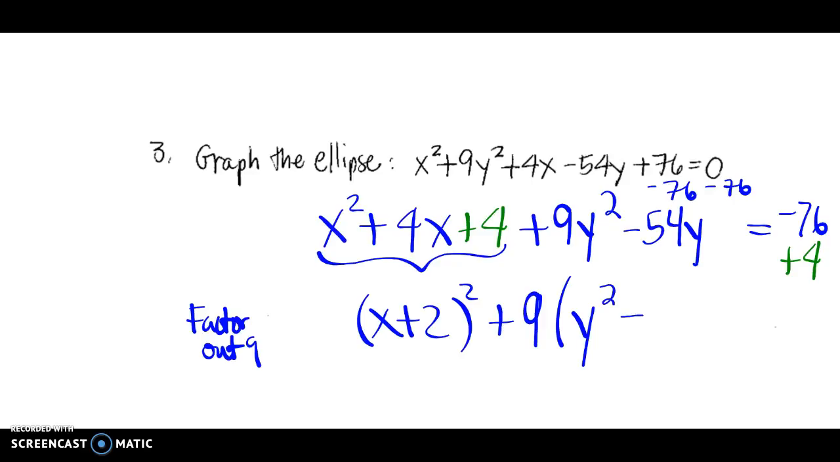what's 54 divided by 9? 6, yeah. So this would be 6y. Hunter, you better be writing this down. This is some good stuff right here.